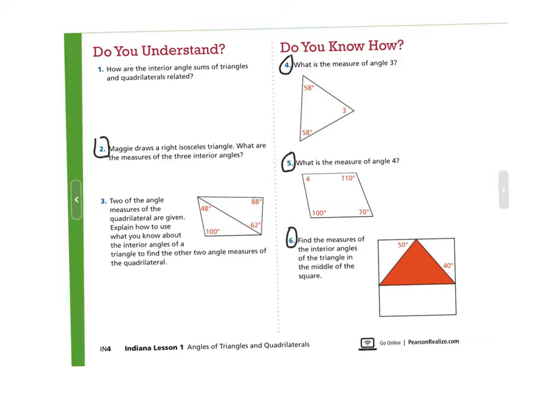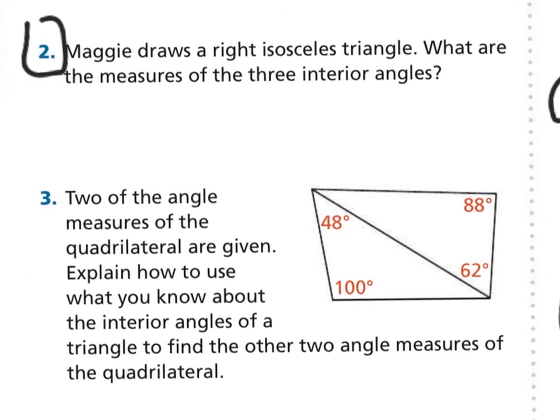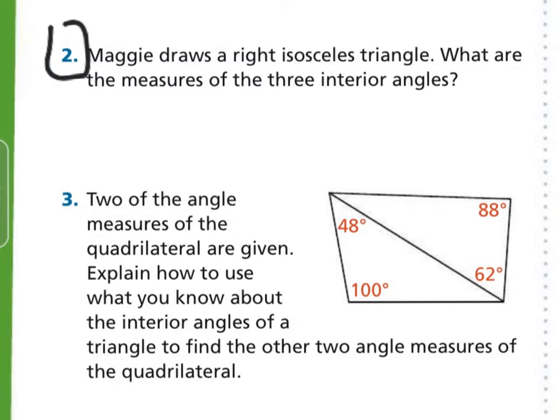If you look at the do you understand number 2, Maggie draws a right isosceles triangle. What are the measures of the 3 interior angles? So it's been a while since we've talked about names for triangles. Isosceles triangle means that 2 of the sides are the same length. Now, not only that, we also have a right angle because it's a right isosceles triangle.